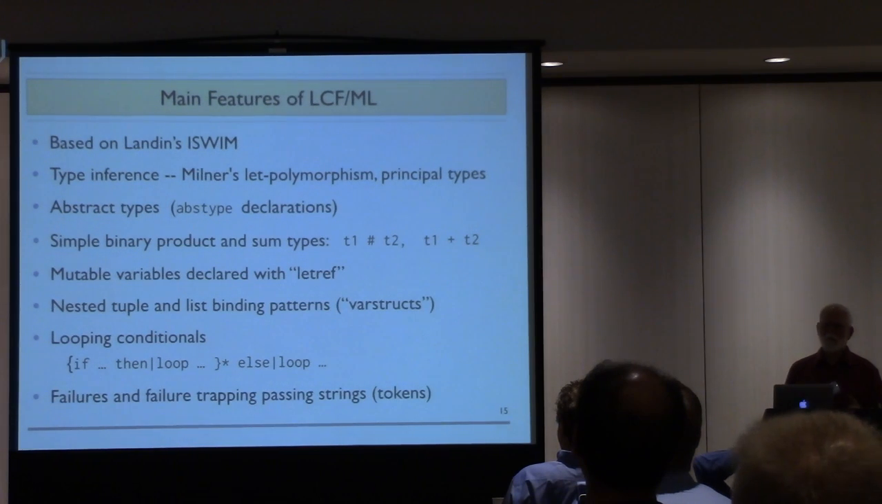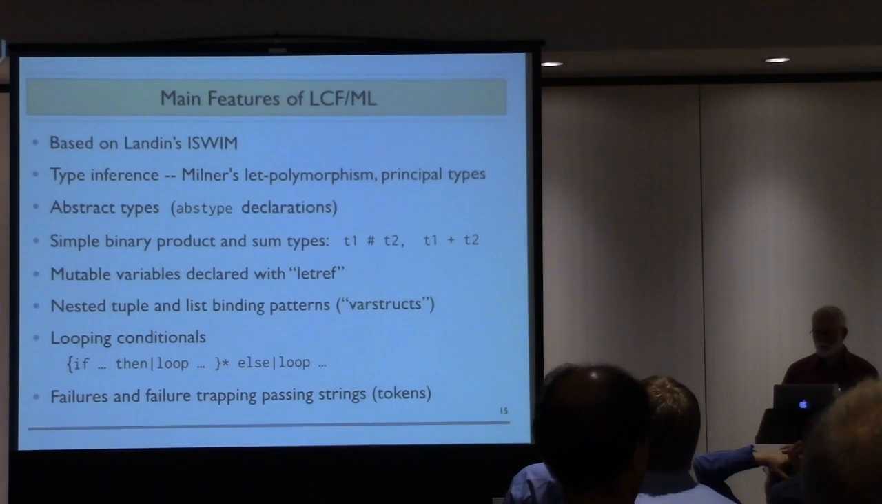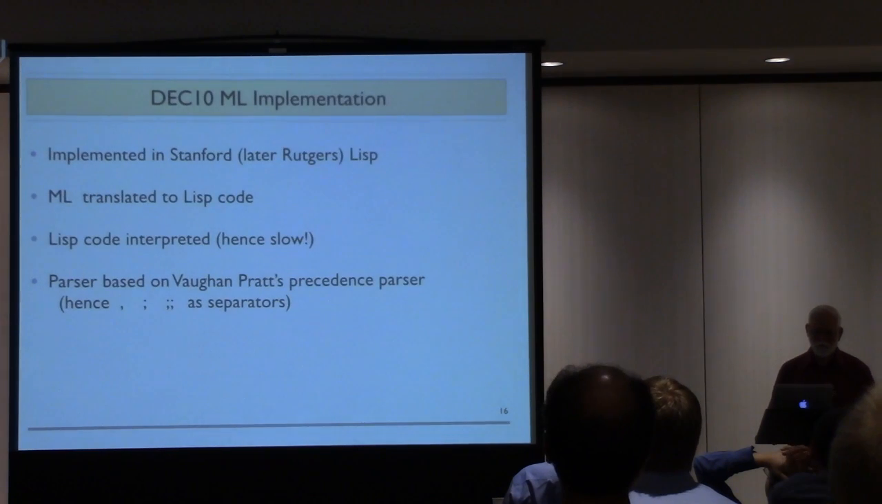And there was an even more fancy failure trapping mechanism, which was based on passing strings, or what we call tokens in ML. There were simple traps, traps that were conditional on the string, and then there were or lists of strings, and then there were looping traps that would trap and then redo the expression. So it was a fairly hairy failure mechanism.